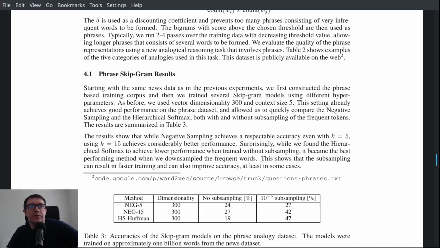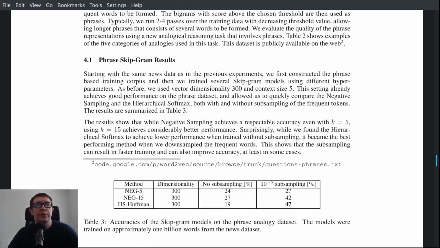So you compare these two rightmost columns here. On the bottom you have the hierarchical softmax with no subsampling. You only get 19% accuracy, whereas with some subsampling you get 47% accuracy. What's interesting is that the negative sampling is not as good as the hierarchical softmax in the case of learning phrases. The hierarchical softmax seems to benefit from learning phrases, so that's pretty interesting. And they were trained on a billion words from the news data set.